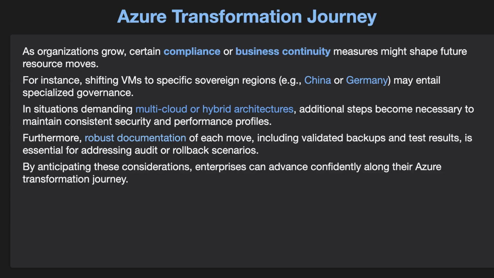As organizations grow, certain compliance or business continuity measures might shape future resource moves. For instance, shifting VMs to specific sovereign regions, e.g., China or Germany, may entail specialized governance. In situations demanding multi-cloud or hybrid architectures, additional steps become necessary to maintain consistent security and performance profiles. Furthermore, robust documentation of each move, including validated backups and test results, is essential for addressing audit or rollback scenarios. By anticipating these considerations, enterprises can advance confidently along their Azure transformation journey.